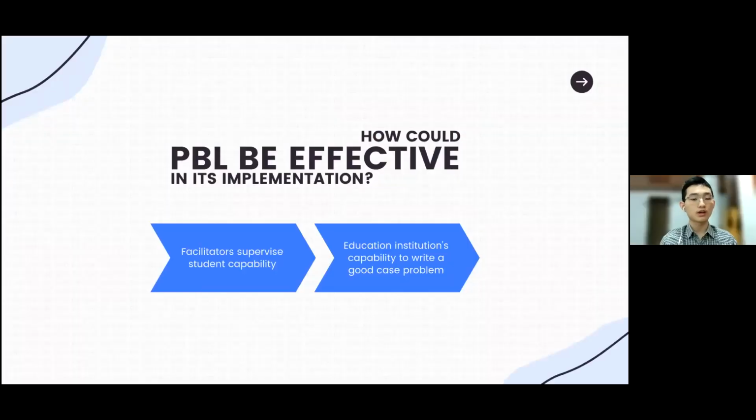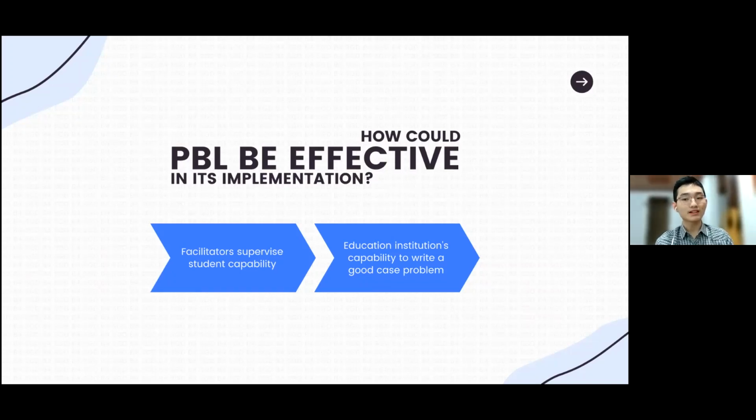Next, how could PBL be effective in its implementation? First, facilitators supervise student capability. Although the PBL method has become the most widely used in medical education, PBL still needs to be developed to increase its effectiveness. Sometimes there are students who do not have the capability to initiate their own steps and are left behind by others. So for the future, mindset learning and advanced supervising from the education institution is needed in the PBL method.